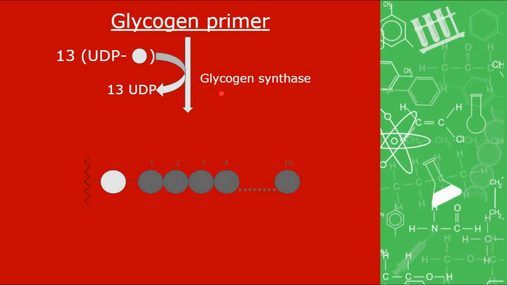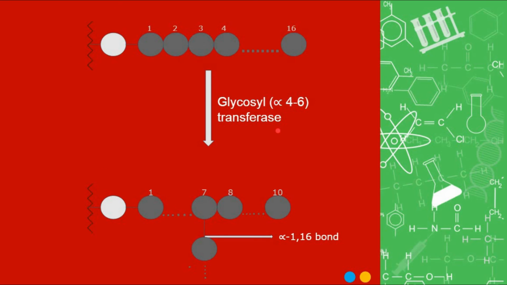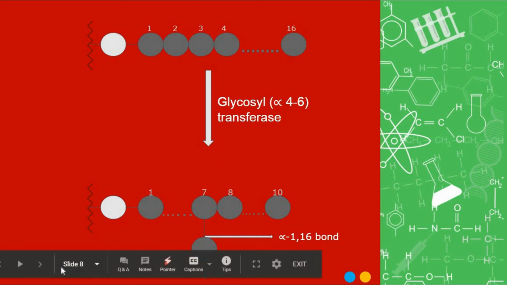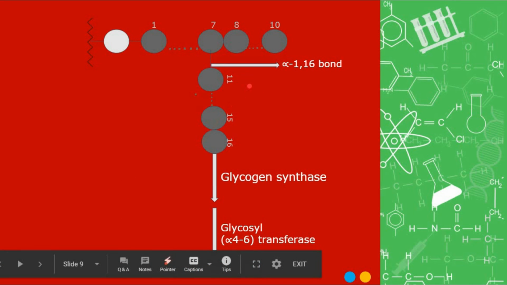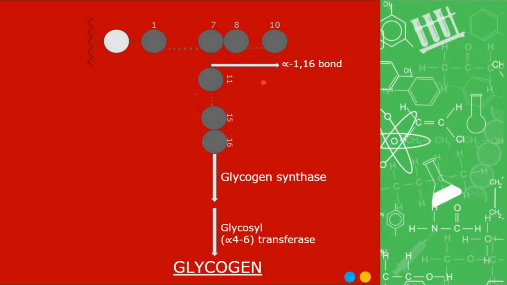Now, the transfer of glucose molecules from UDP glucose to the glycogen primer is done by the enzyme glycogen synthase. Thus, this enzyme is responsible for the formation of the alpha 1 to 4 glycosidic bond. Now, the branch formation takes place, which is catalyzed by the enzyme glycosyl alpha 4 to 6 transferase, which transfers 5 to 8 molecules of glucose from the non-reducing end of glycogen and attaches them to another glucose molecule. Thus, the alpha 1 to 6 bond is formed.